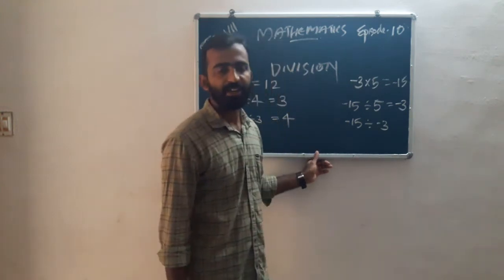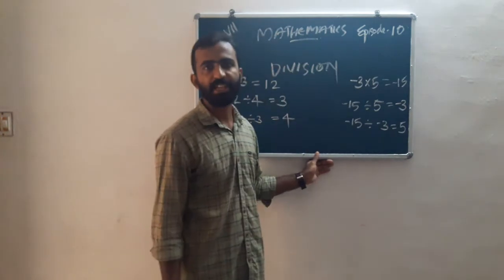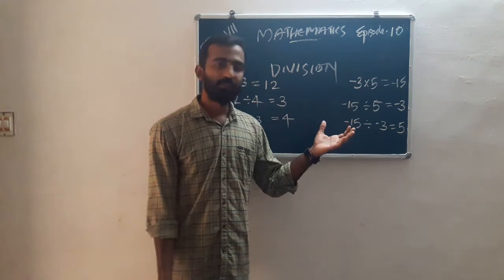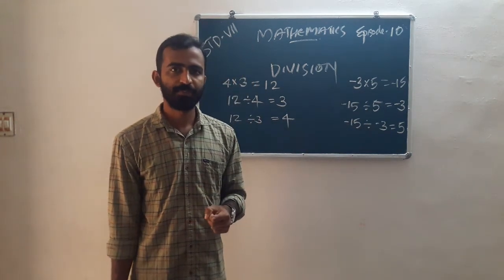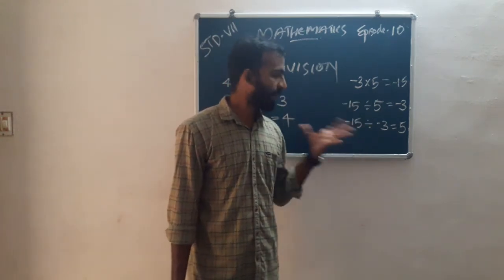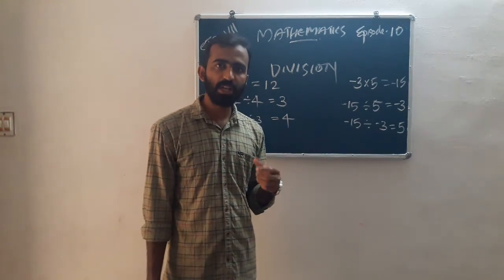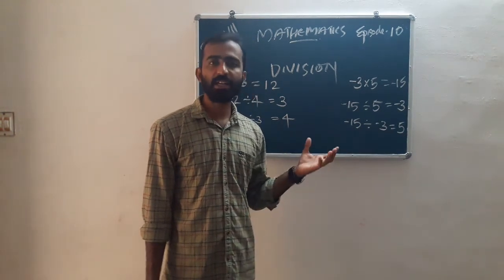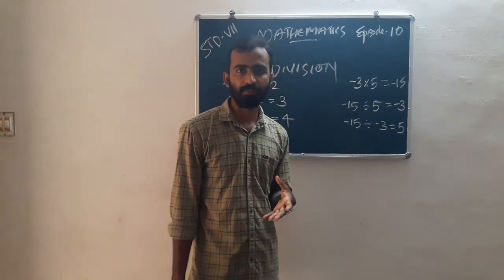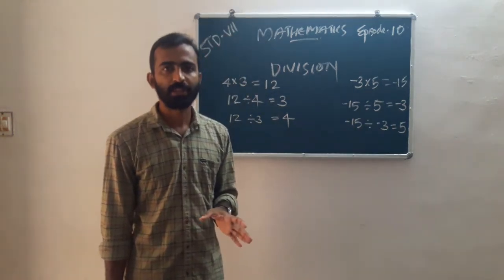The next case is negative 15 divided by negative 3. What do we get? We get 5. Here is also a property. Negative 15 is a negative integer and negative 3 is also a negative integer. When we divide two negative integers, we get the answer as a positive integer. Any doubt? Can you understand?